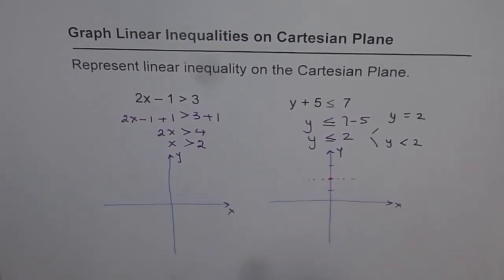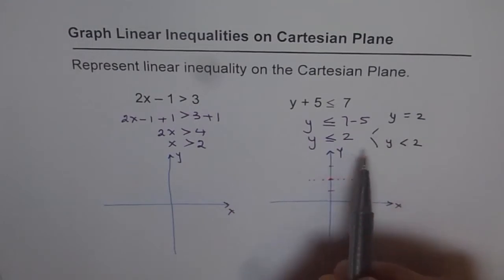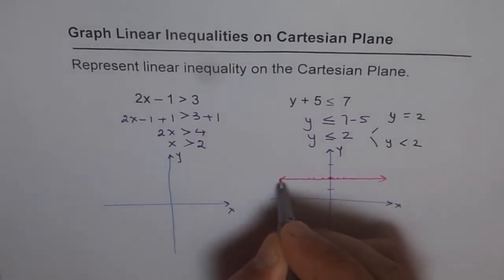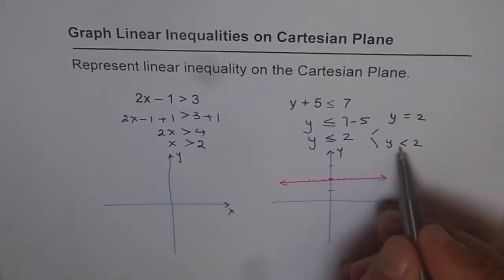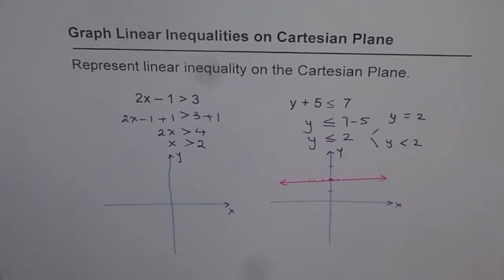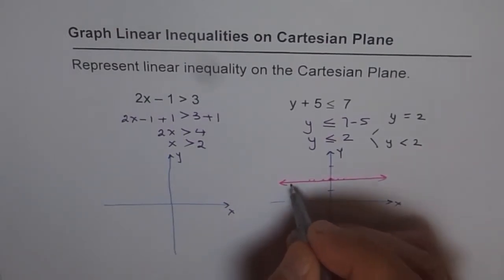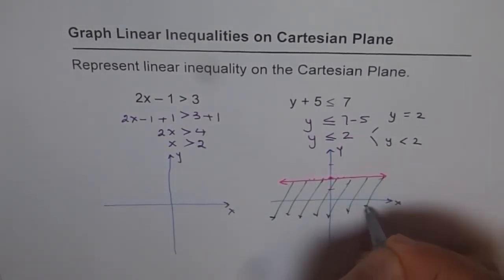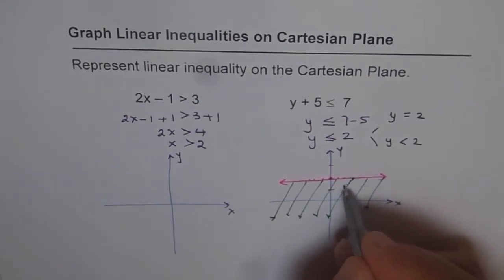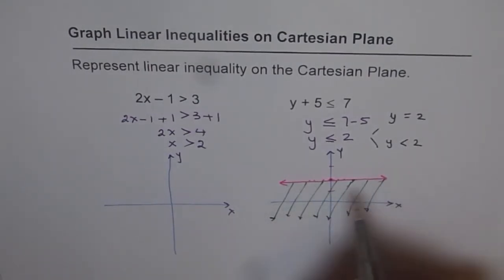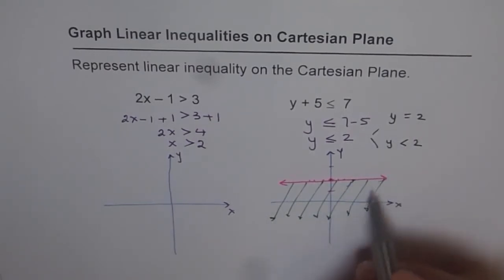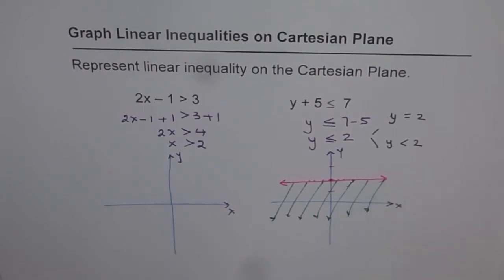That becomes a horizontal line, and since we have equal to as a part of the solution, we'll draw a solid line here representing y equals 2, right? The second part, less than 2, is also a part of the solution for us. Less than is always below it, right? So that is how we get y less than 2. A combination of these two is the solution. So we have a solid line representing y equals 2 and y less than 2 by these green lines coming downwards. So that is what the inequality should look like on a Cartesian plane.